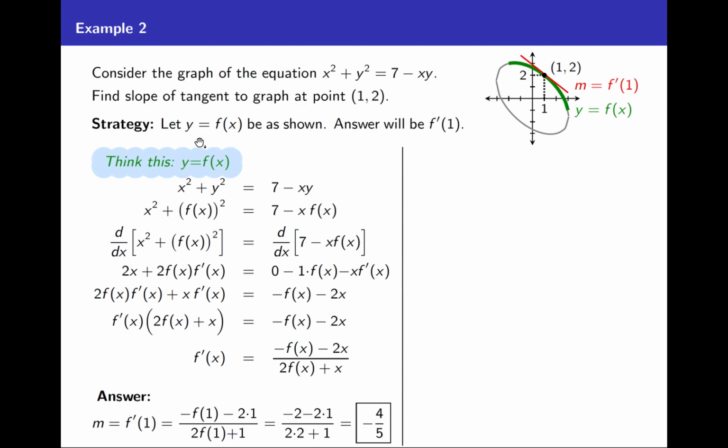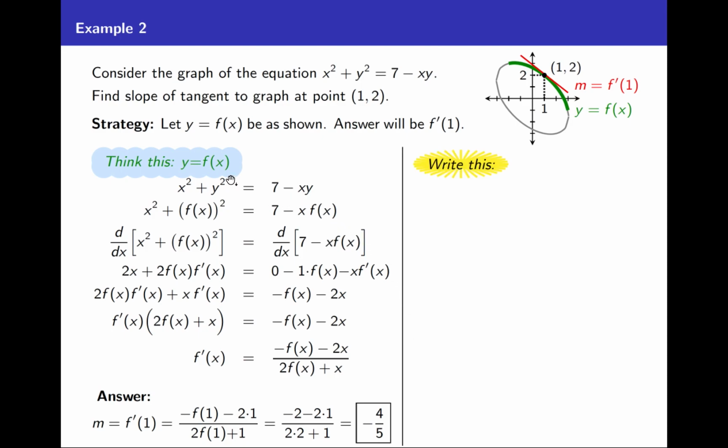And I said that I would do this problem 2 ways. We've just done it 1 way on the left. On the right, I'm going to do it again. But here's the idea. Whenever you're doing implicit differentiation, what I've written on the left is what you think. You're always thinking y equals f of x. But as you work these problems, writing that f of x so often gets a little tedious, and you'll want to just write it as a y.